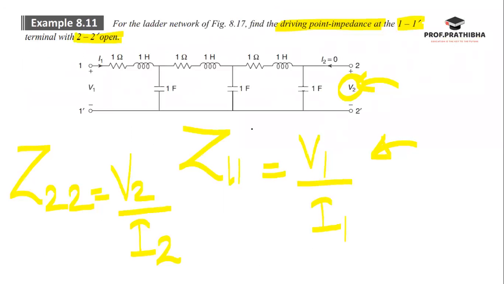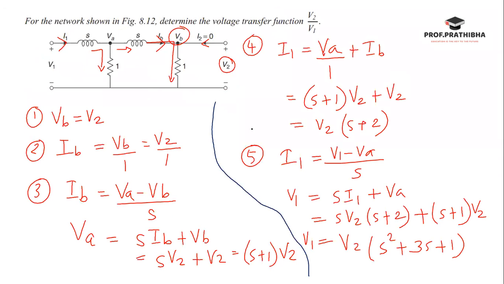That means I'll ask you, say, for example, I will tell you to find out what is VA, for example. So you should know that what VA is equal to. So when I'm saying what is VA, everything, if you see, comes in terms of V2. So I will ask you, what is VA in terms of V2? Or I can ask you, what is I1 in terms of V2? Are you getting it? So it could be in any step. So if you don't know the ladder network, you'll not be able to give the answer.